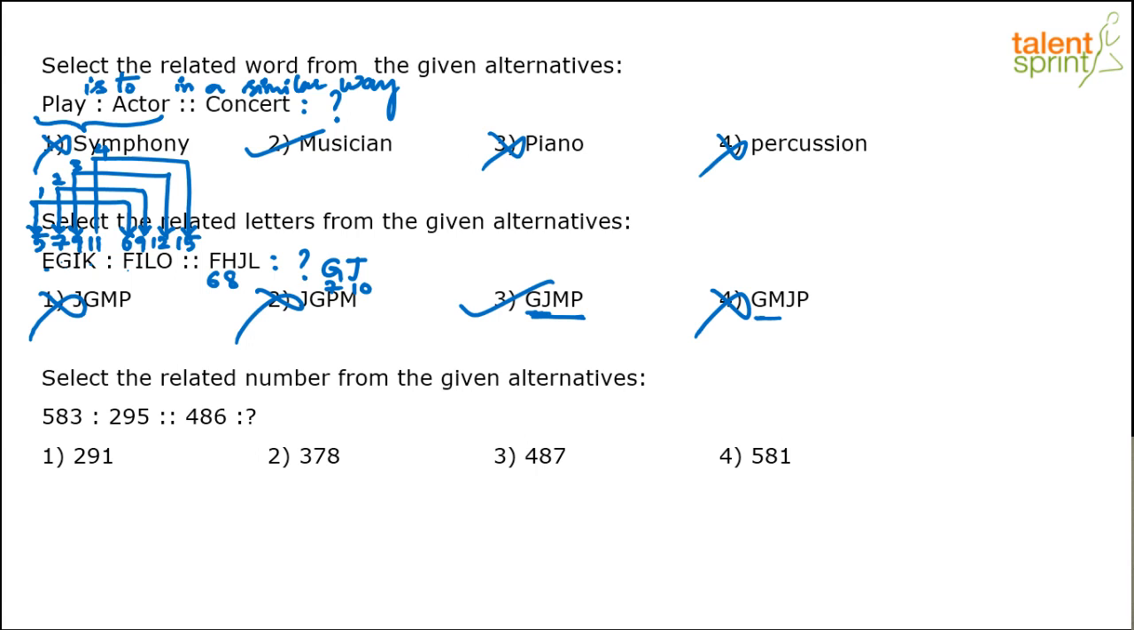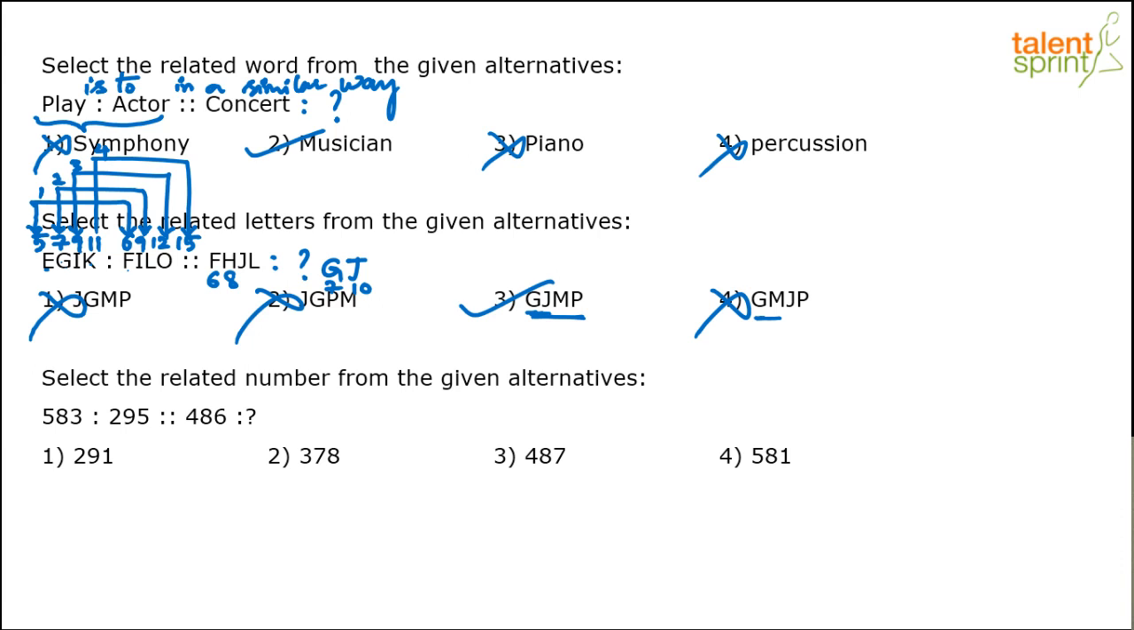I mean, logic is important, but don't try to do the full solution. Next one here: select the related number from given alternatives. Now this is number analogy. So 3 questions on analogies: word, letter, and number. Now try and identify the logic here.